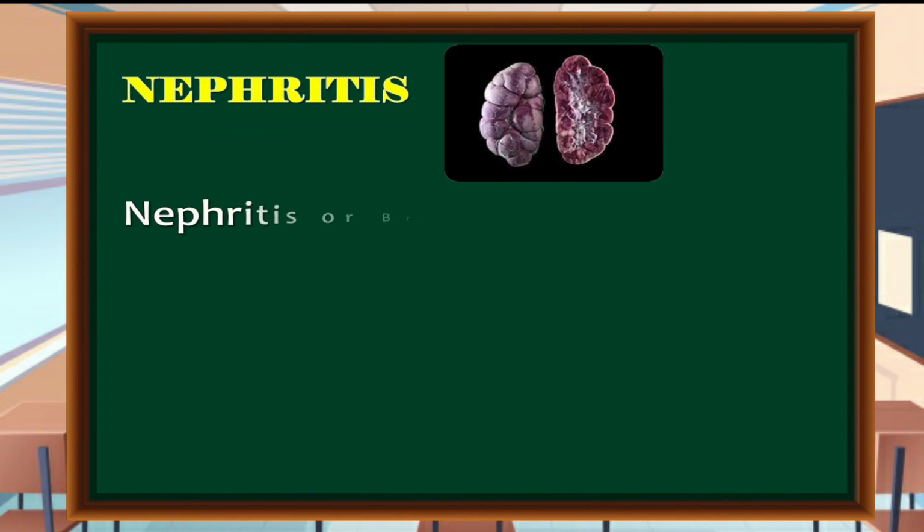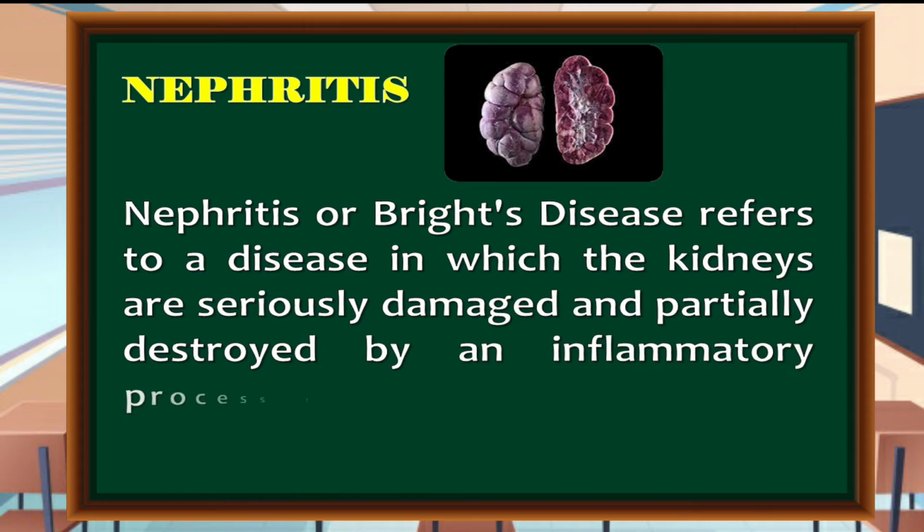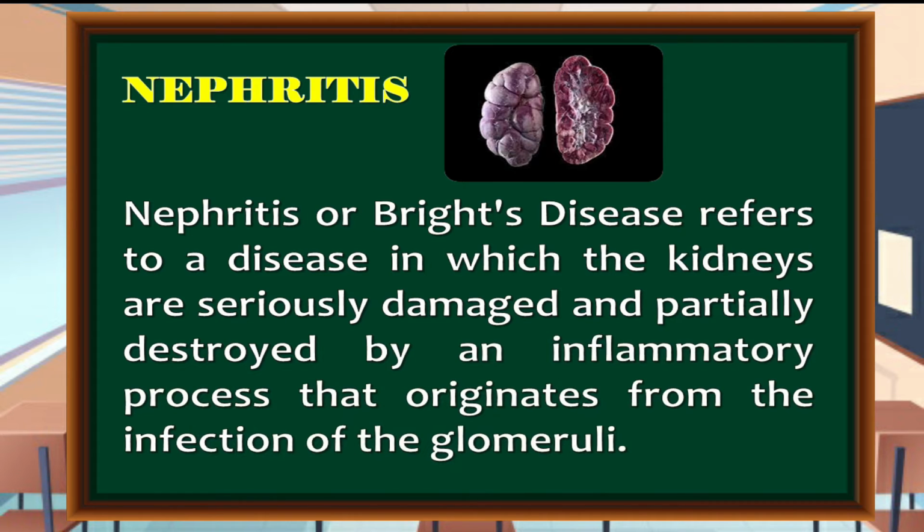The first one is nephritis. So what is nephritis? Nephritis or Bright's disease refers to the disease in which the kidneys are seriously damaged and partially destroyed by an inflammatory process that originates from the infection of the glomeruli. In acute nephritis, the kidneys are large, swollen, and fat congested. These are predominantly a disease of the youth. In children, it usually develops with an acute upper respiratory tract infection like tonsillitis.